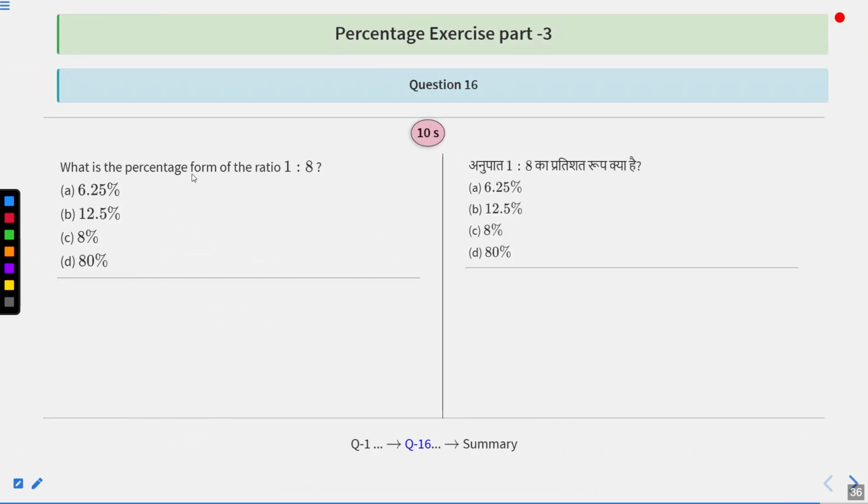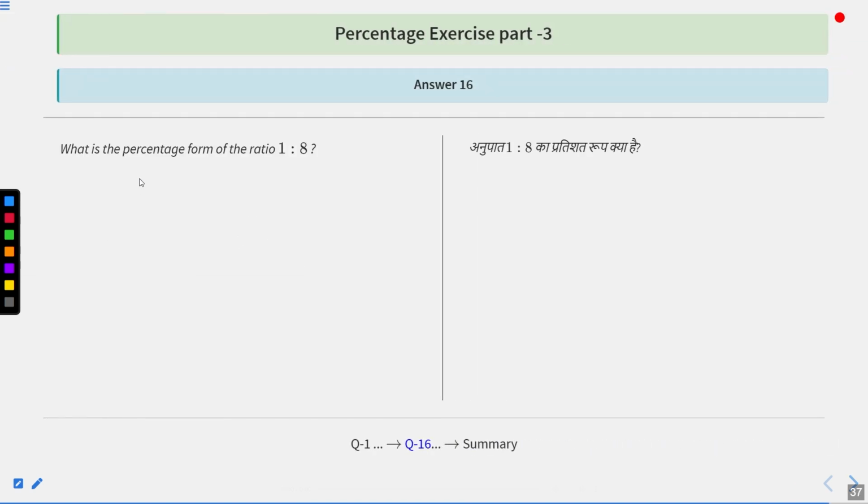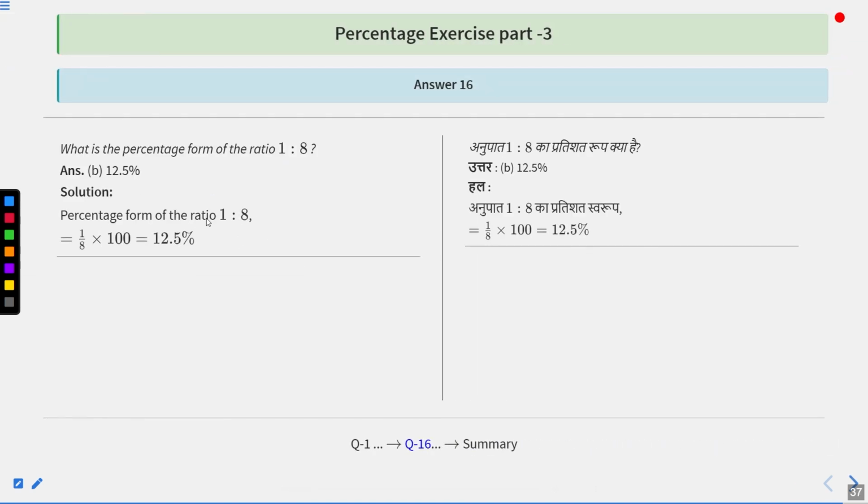What is the percentage form of the ratio 1:8? We have to find how we will write 1:8 in percentage. Options are 6.25, 12.5%, 8%, or 80%. To convert this into percentage, you just multiply it by 100. So 1 upon 8 into 100 becomes 12.5%. Option B is the right answer.